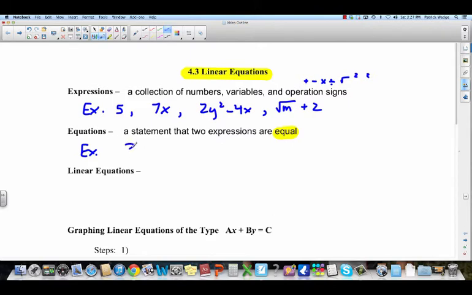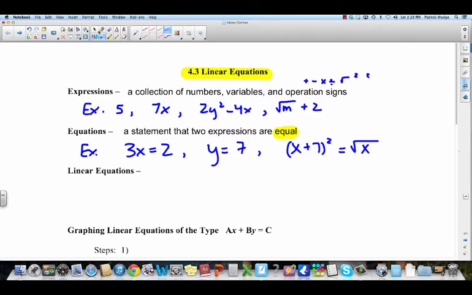So something like 3x equals 2. All that is saying is that we have two expressions, one's 3x and one's 2, and they have equal value to each other. They're equal to each other. So that's one. How about y equals 7? That's an equation. And let's do a complicated-looking one. How about x plus 7 all squared equals the square root of x? Notice that you can have the same letter showing up more than once in the same equation.